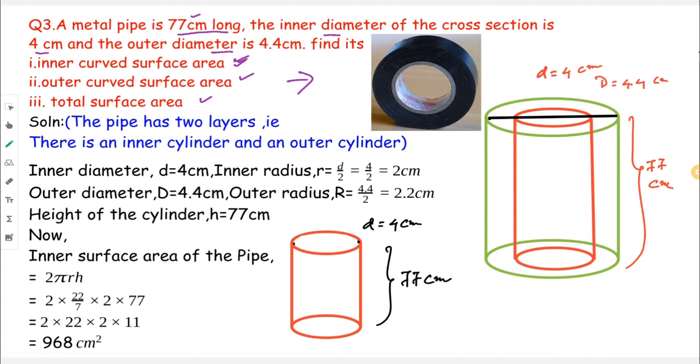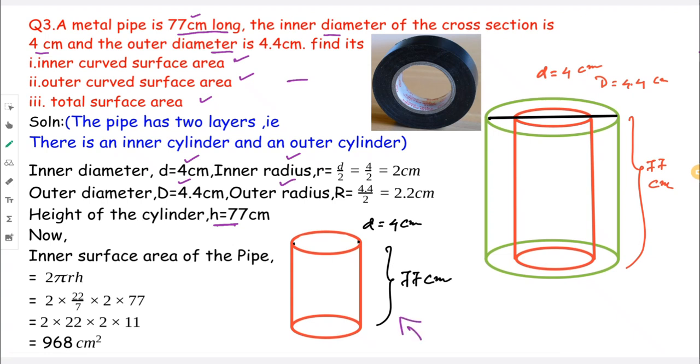Now let's start with the first. We'll try to find the inner curved surface area. Alright, so they've given us the inner diameter. I'm finding the inner radius. Just divide by 2, right? Outer diameter has been given. Find the outer radius. So divide by 2. And like I said, the length will become the height, 77 centimeter. So when we're going to find the inner, it'll be the smaller one, the red.